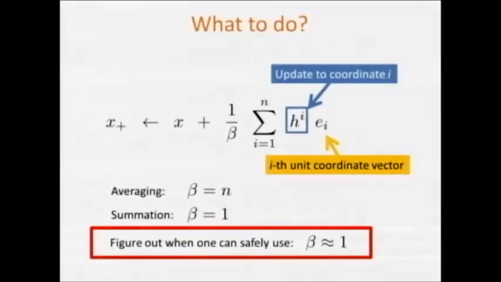Why would this beta be the same as in the previous slide? You'll see later on. So here it's just building the intuition, okay? Yes, it's not clear at this point. But you can see that this beta is averaging if it's n, and it's 1 if you summation, so at least you know that, okay?